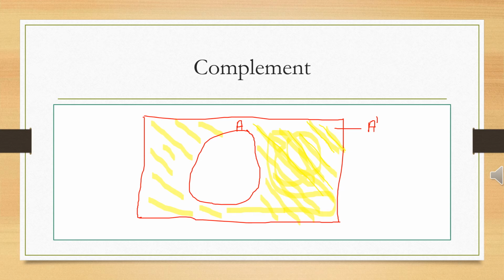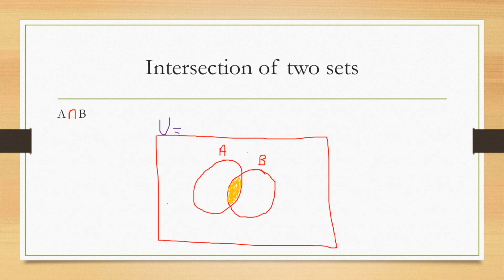Okay, let us now take a look at the complement of a set. So the complement of a set A or A prime is the set of all elements in the universal set U that are not in A. So the complement of a set is all the elements that are not in that set. So in our diagram here, we are seeing that the shaded region represent the elements that are not in set A.